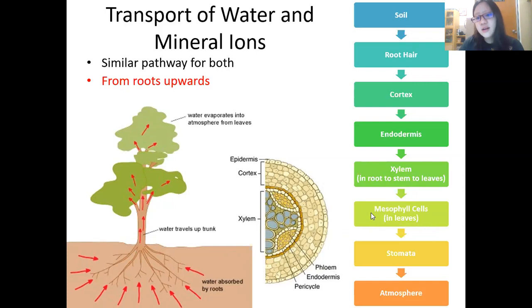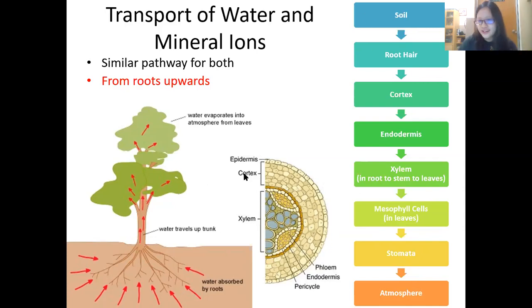And then at the leaves, mesophyll cells would be having this water now. Some of it is used in respiration, and the rest is released to the atmosphere through the stomata. So that's just the overview, but keep this vision in mind.